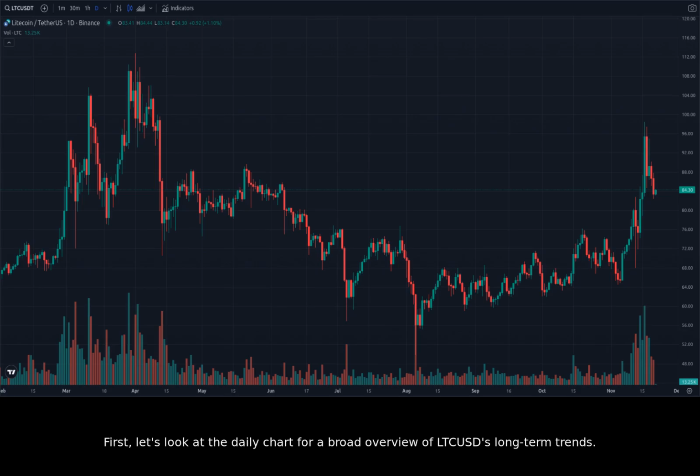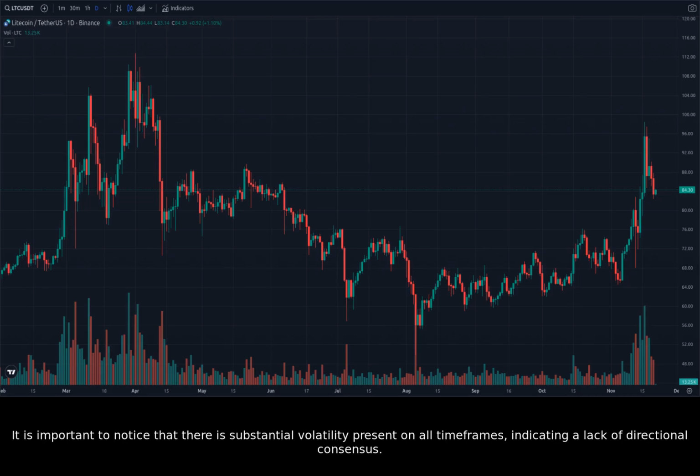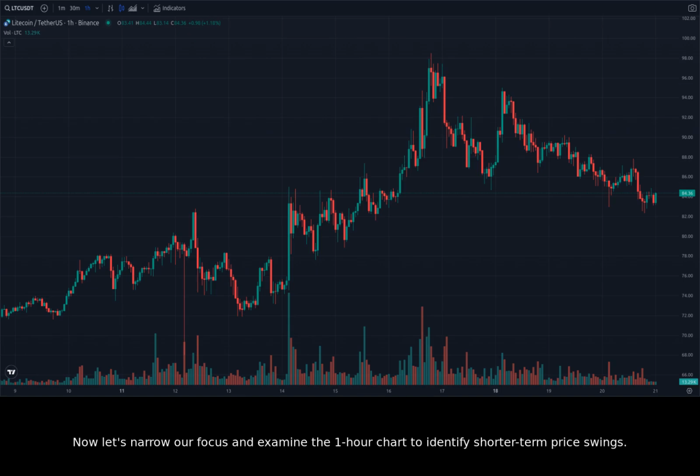First, let's look at the daily chart for a broad overview of LTCUSD's long-term trends. The daily chart shows a recent significant drop in price, which could indicate a bearish trend in the short term. We can see some support levels around the 60 to 65 US dollars range, a key level to watch. It is important to notice that there is substantial volatility present on all time frames, indicating a lack of directional consensus. Now let's narrow our focus and examine the 1-hour chart to identify shorter-term price swings.